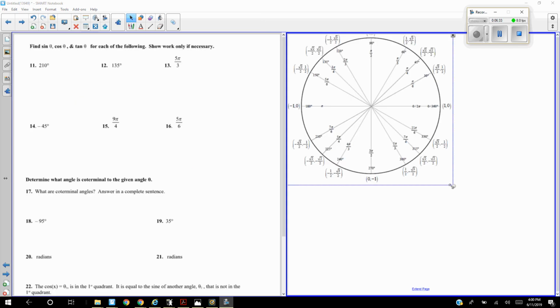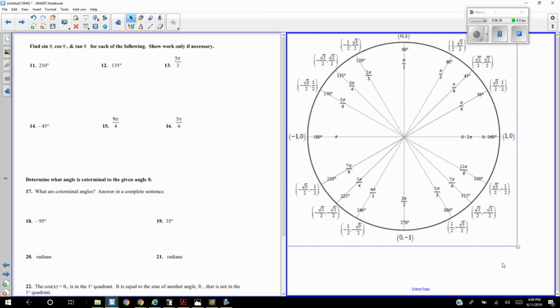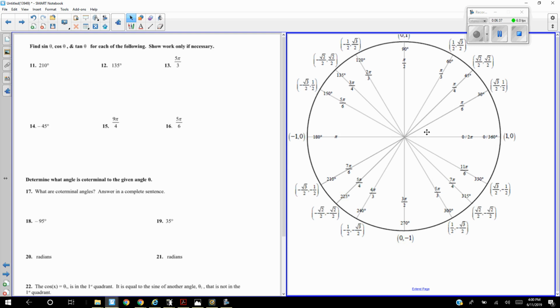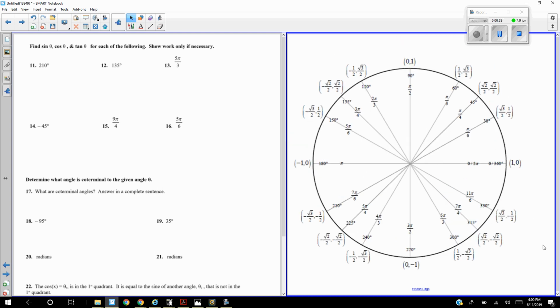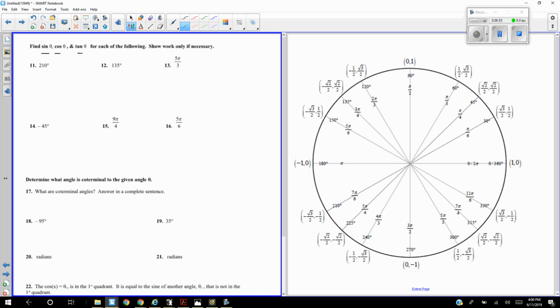All right, on this page, I'm going to use the unit circle. Now, you won't have access to this on the test, but you can certainly fill one out. I'm going to leave a blank unit circle on the test that you can fill out to make this next section, 11 through 16, much easier. So number 11, they want us to find the exact values for sine, cosine, and tangent of 210.